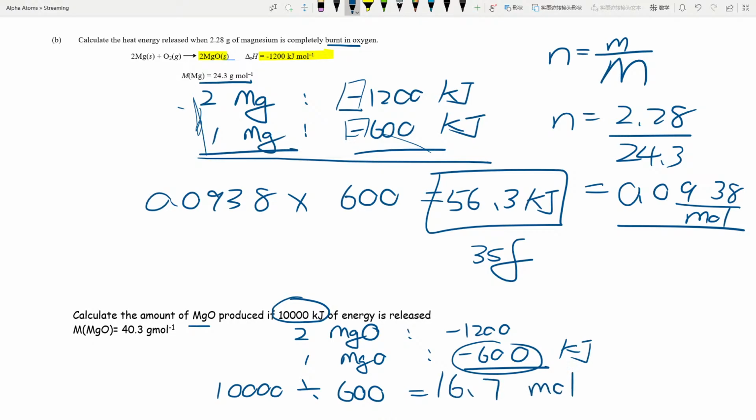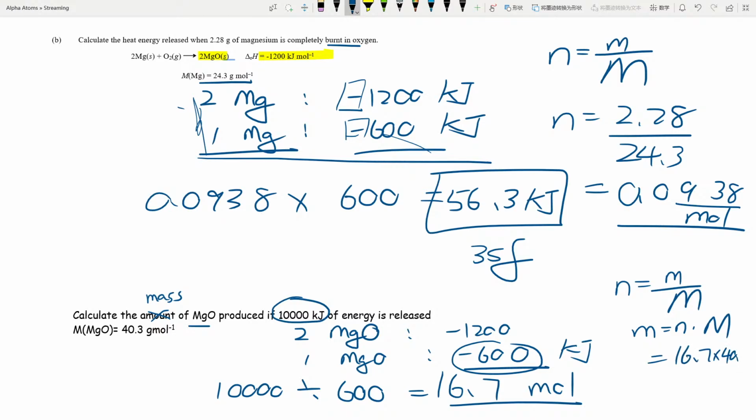16.7 moles. Okay, so this is 16.7 moles, but normally when we ask you, let's not say amount, let's say mass. If we want you to calculate the mass, that means you need to convert this mole to mass. So n equals small m divided by big M, and small m equals n times big M. So that's going to be 16.7 times 40.3. Now remember, I'm using the entirety of the calculation in my previous answer, not just 16.7. And if I do that, that's going to be 672 grams, rounded to 3 significant figures.